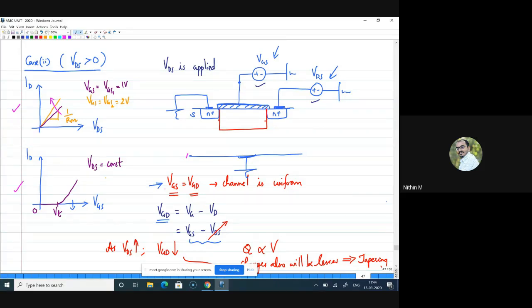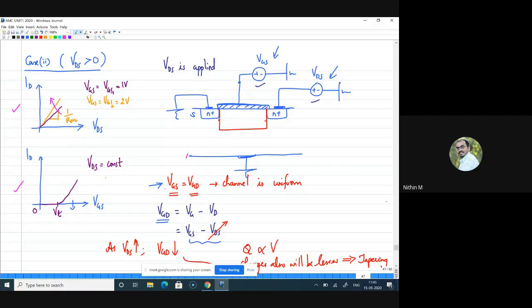But as you keep on increasing this VDS, we observed one more thing. The voltage available at the source and the drain end are not equal. As a result, the charges attracted towards the channel also will not be equal. That can be understood better by writing.